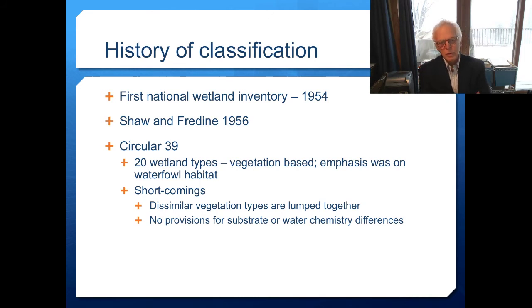That's probably even today one of the most popular kinds of wetland classification system. It consists of about 20 wetland types. It's based on vegetation, and the emphasis in that Circular 39 publication was on waterfowl habitat, whether or not it was a potential waterfowl habitat. And the shortcomings of that Circular 39 approach is that dissimilar vegetation types get lumped together pretty frequently, and there is really no provision for substrate or water chemistry differences in that Circular 39 approach.